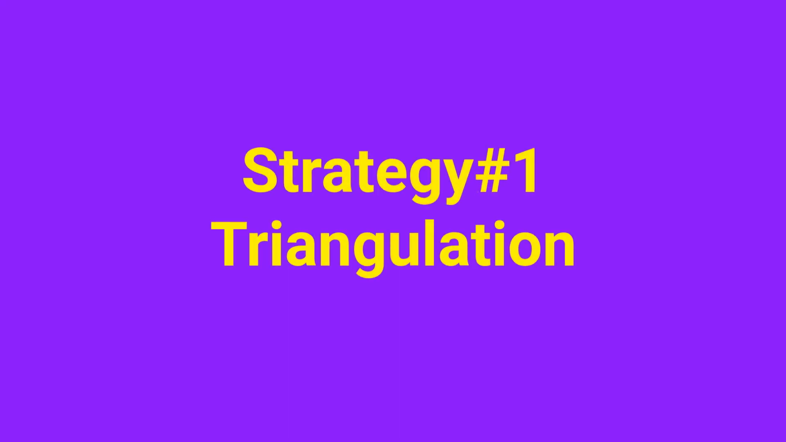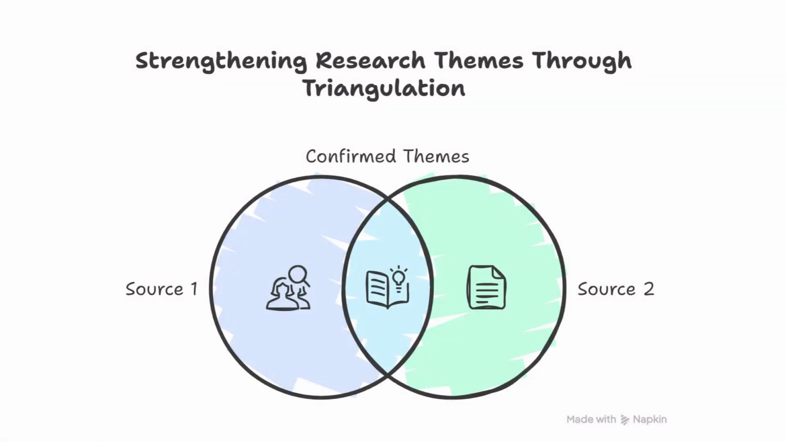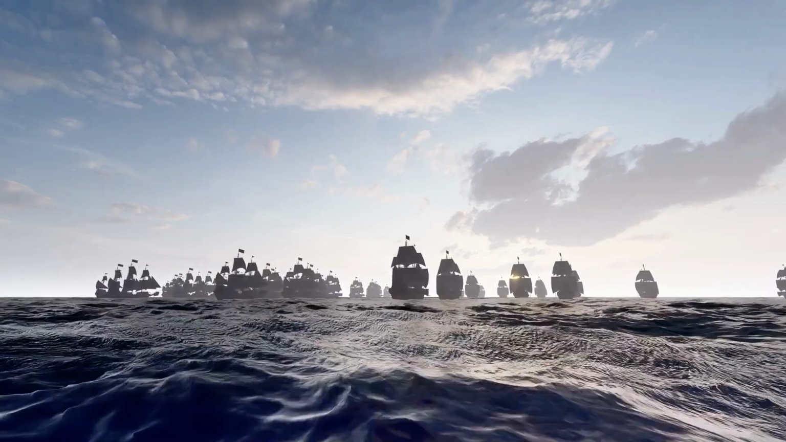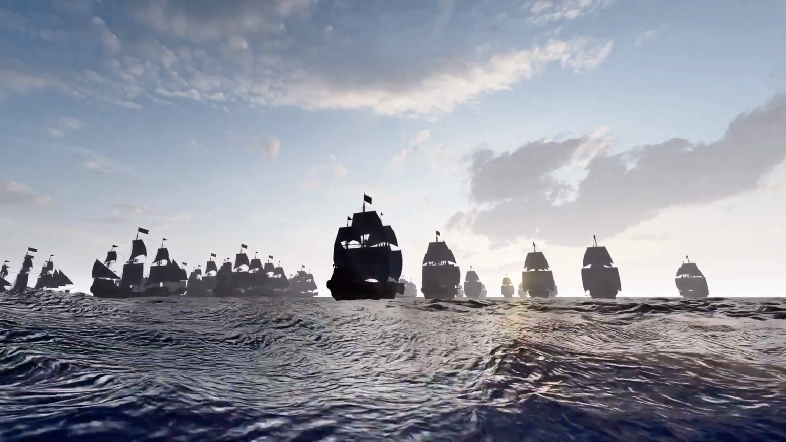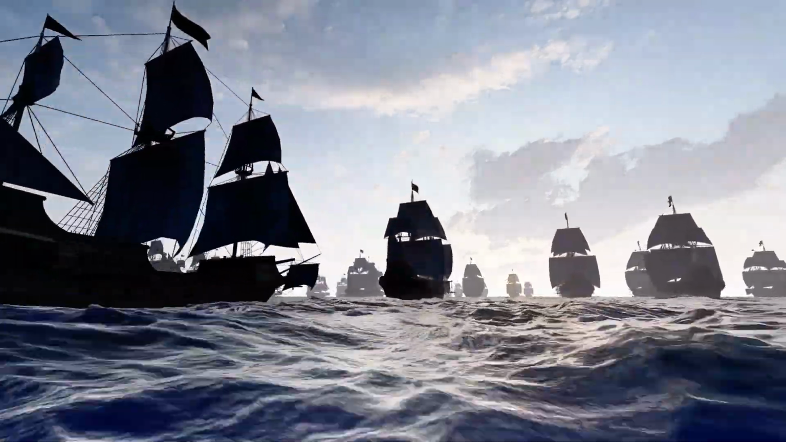One strategy that you can use to ensure the validity of your findings in qualitative research is triangulation. Triangulation means using different sources of information to support the themes in your research. The term actually comes from naval navigation. Sailors used multiple reference points to figure out where they were at sea. In research, we do something similar.